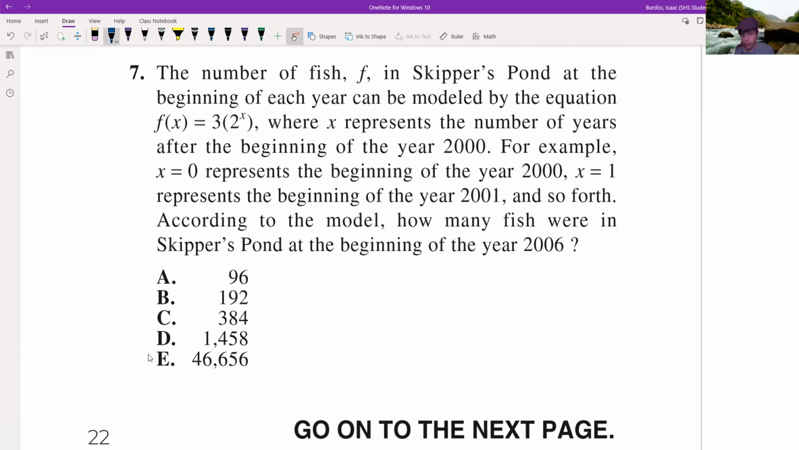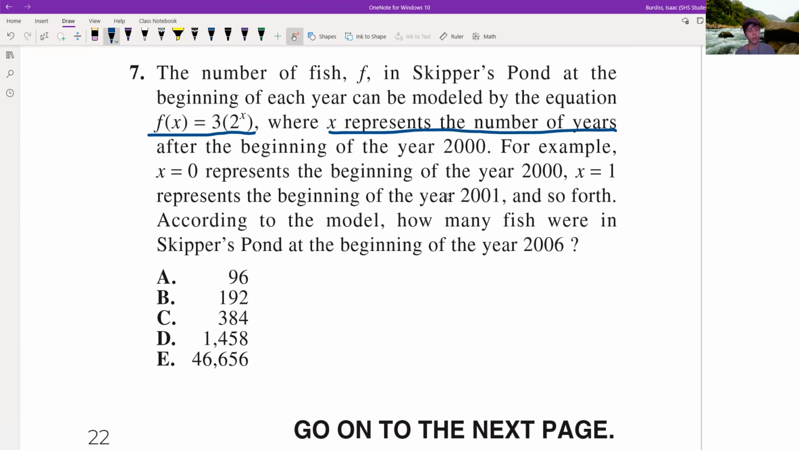All right, now this one. Oh, this is a simple one. Okay, so this is the number of fish in Skipper's Pond at the beginning of the year, which can be modeled by the equation, where X is the number of years. So that's important to know. It's the number of years.